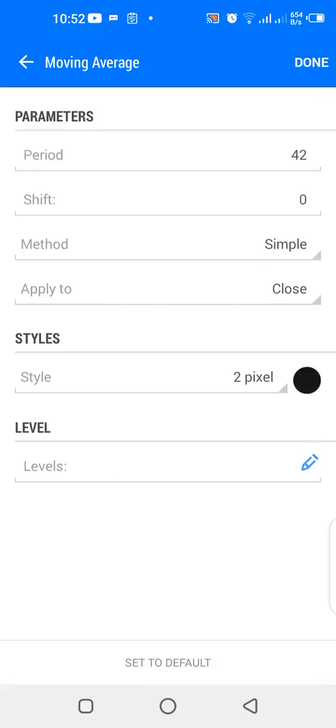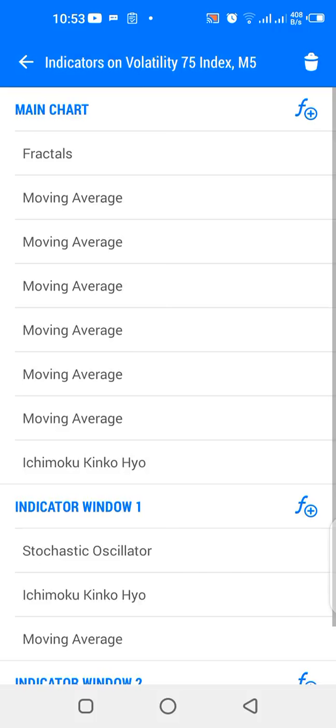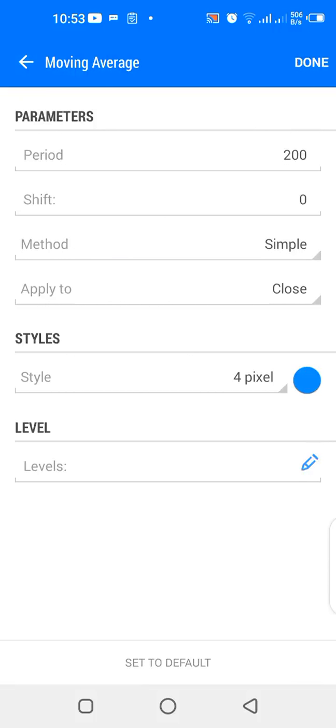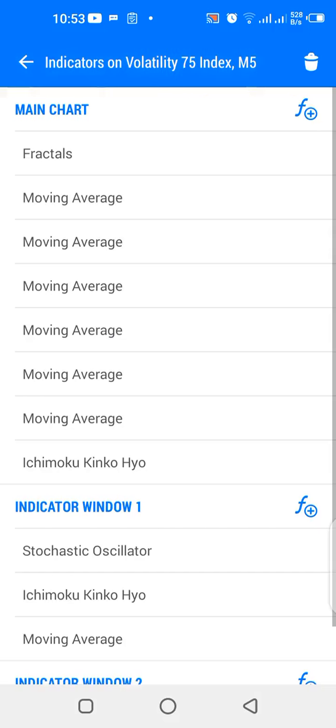The first moving average is 42. Shift is 0. Method is simple. Apply to close. Color is black. Second moving average is 38. Shift is 0. Method is simple. Apply to close. And the color is purple. The third moving average is 200, which is for the trend change identification. Shift is 0. Method is simple. Apply to close and the color is blue.